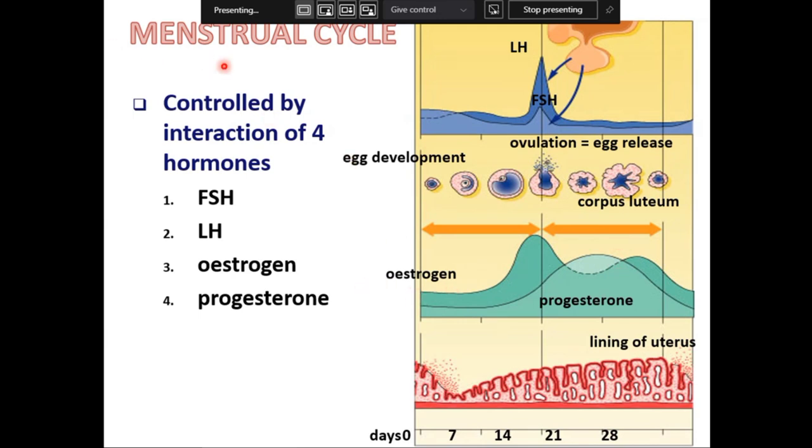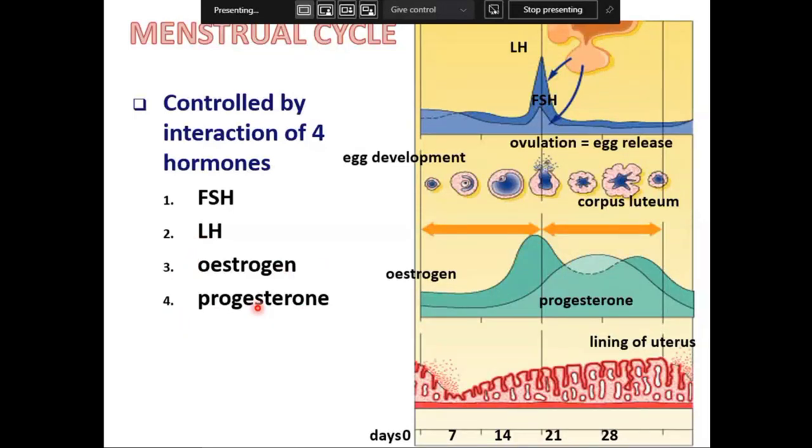So the menstrual cycle is controlled by four hormones that you absolutely need to know. The first one, as I mentioned already, is called the follicle stimulating hormone, or FSH. The second one is LH, or what we call luteinizing hormone. And then you have estrogen and progesterone.